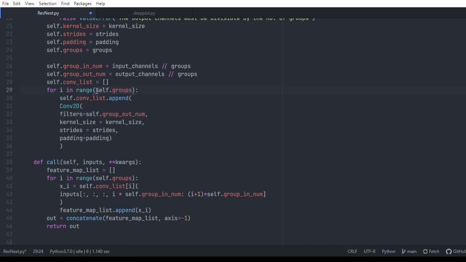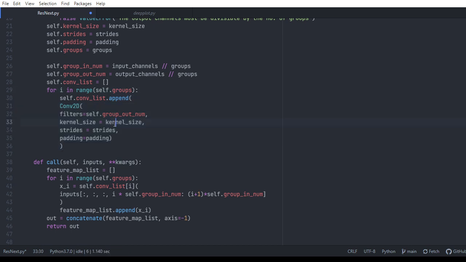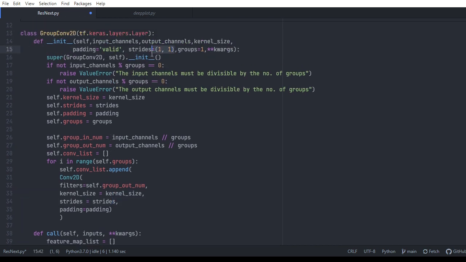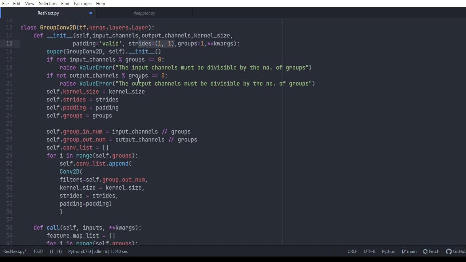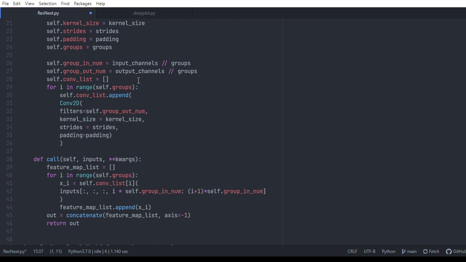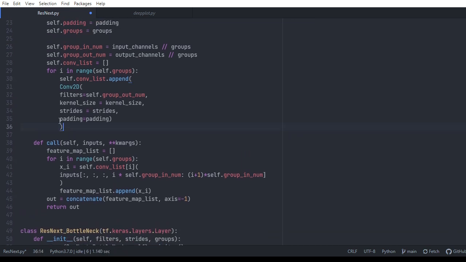Then we loop over the groups, which is 32. So we will build 32 stacked convolution layers, each with 4 filters. Kernel size will remain 3x3. Then the stride will be passed depending on the required stride in the residual block of a given stage of the ResNext architecture.